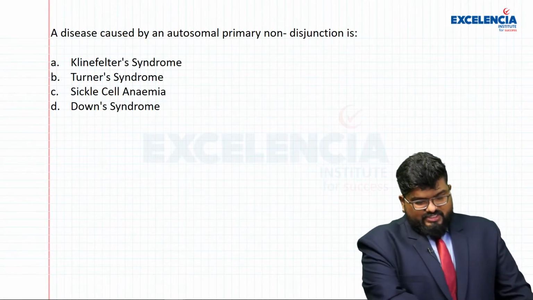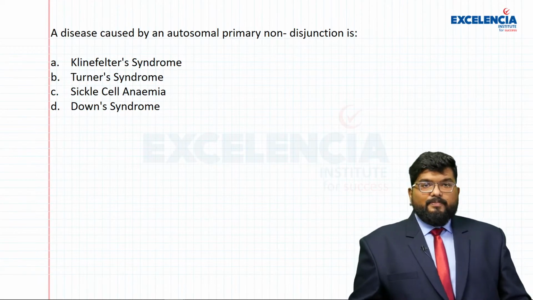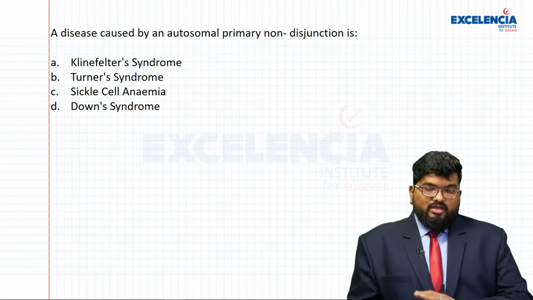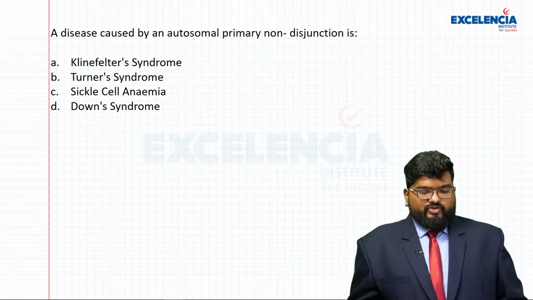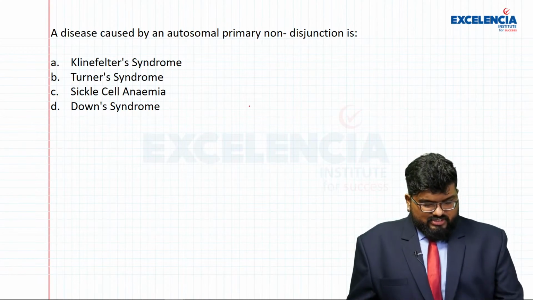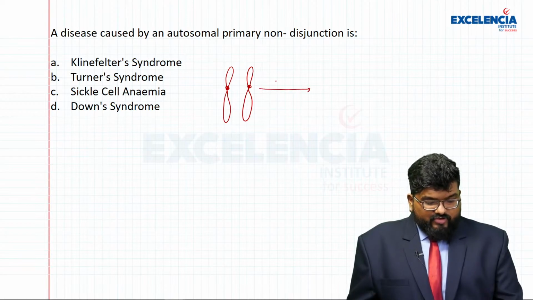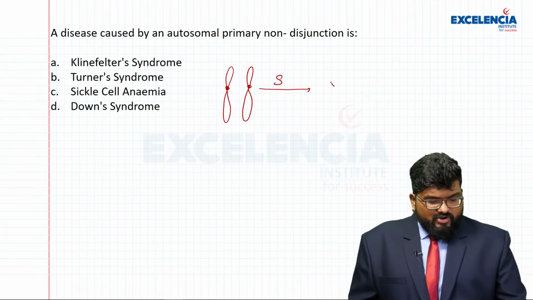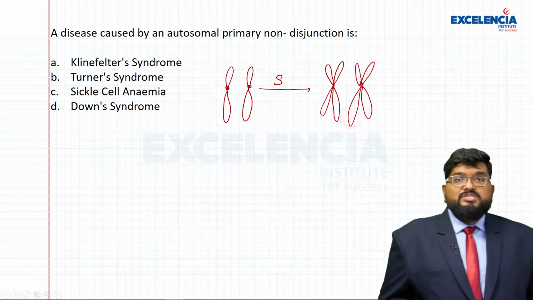A disease caused by an autosomal primary non-disjunction. The answer is literally given, there's nothing difficult about this question, but let's look at the genetics of it. What is non-disjunction? See, we have the monad chromosomes. This is the diploid condition, isn't it? Now after the S phase, these monad chromosomes become the dyad.